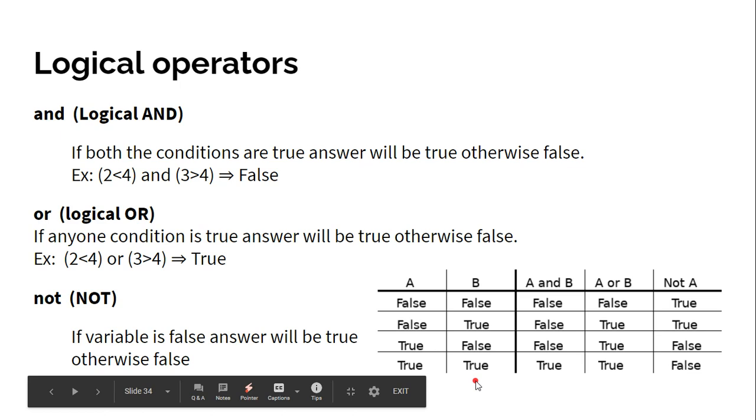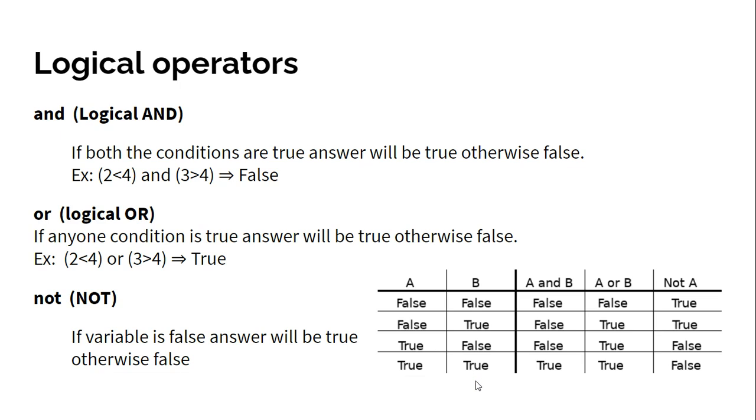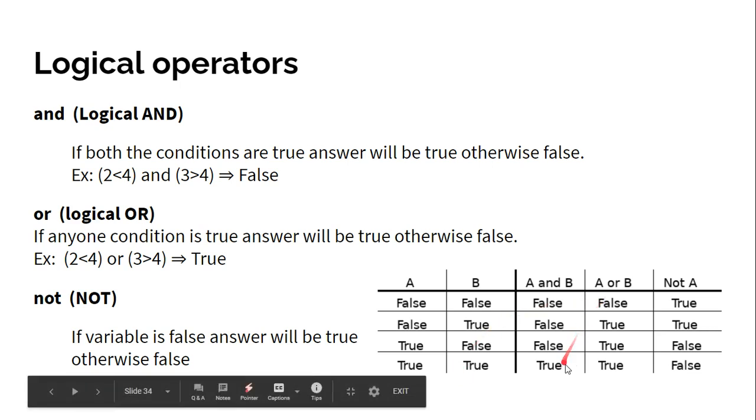Okay, if both are true, then the answer will definitely be true. But here you can see that the AND operator returns true in only a single case, when both are true. The OR operator returns true almost always. It returns false only one time, when both are false.